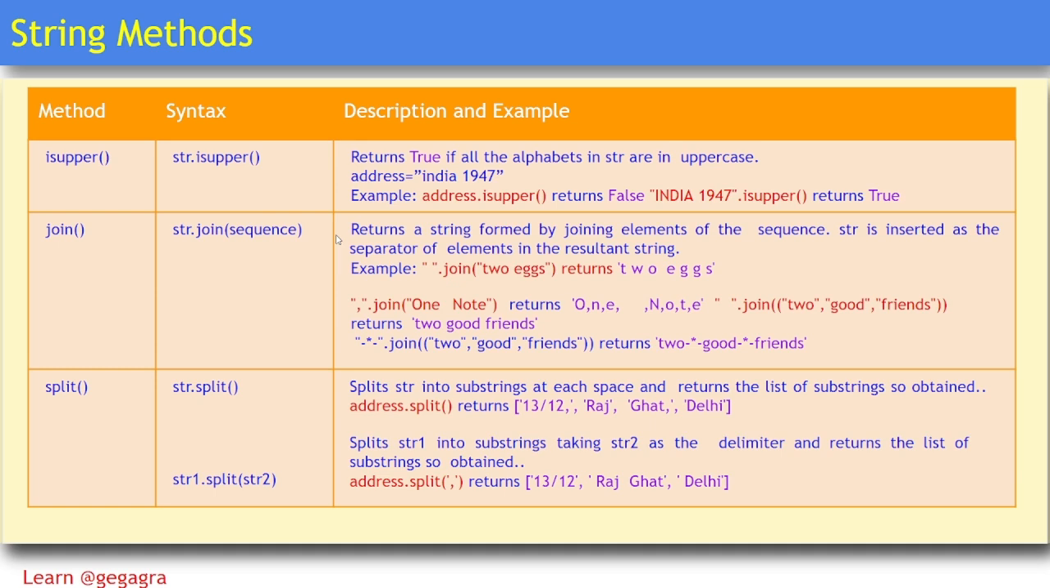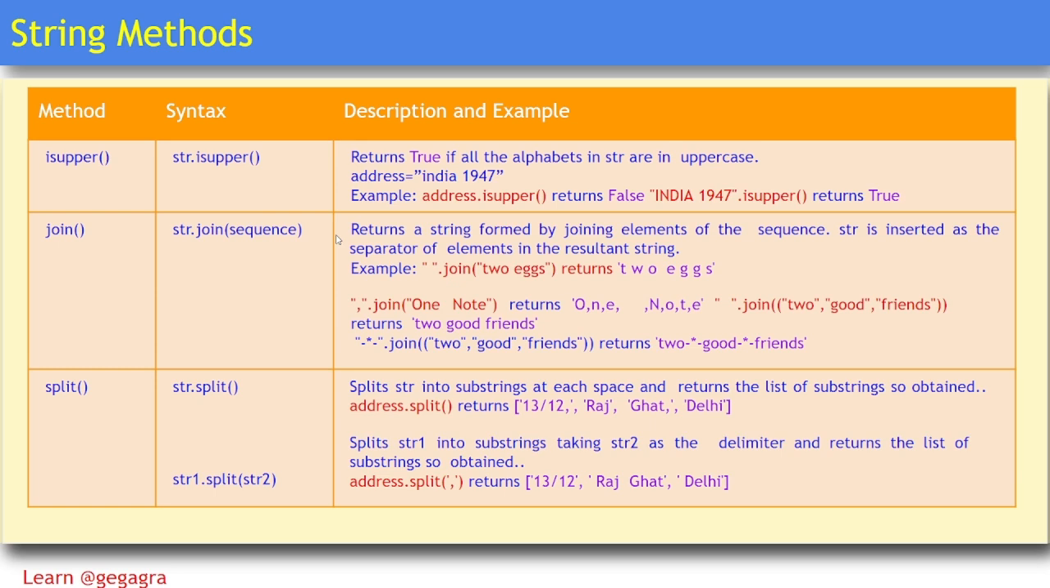So see here, isupper. What does it say? isupper returns true if all the alphabets in a string or string variable are in uppercase letters, meaning capital letters. For example, address is equal to India 1947. If you want to check whether it is in uppercase or not, it is obviously in lowercase, and that is why it will return false. But on the other hand, the other word, INDIA 1947, is already in capital letters, so this is uppercase, and it will return true.